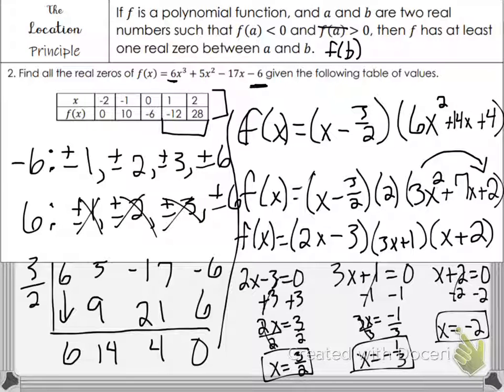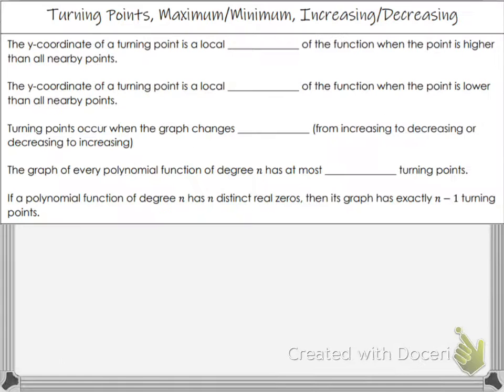Based on my fundamental theorem of algebra, how many solutions do I have? 3. Did I find our 3 solutions? Yes, I did. And they all happen to be real zeros. None of them are imaginary. Questions how I found that? It's good stuff, huh? Algebra 2 is pretty fun. Yes, sir. A lot of hard work pays off, right? Questions on that? Okay, can I move on? Sure. All right, flip it over.